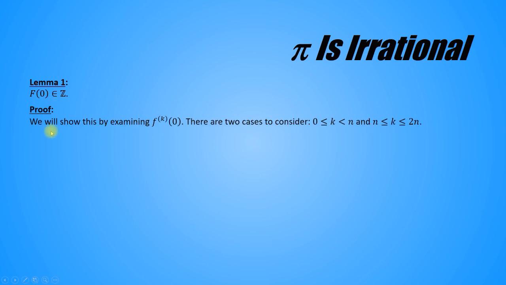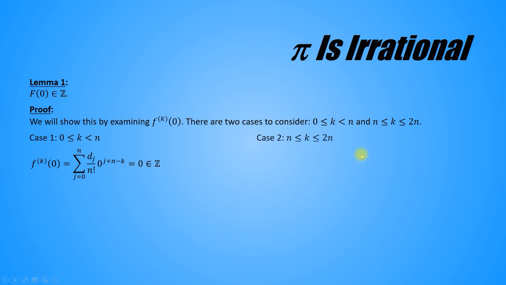Proof. We're going to show this by looking at the kth derivative of f at 0. And again, there are two cases to consider. So case 1, k is between 0 and n. And here is our derivative that we came up with on the previous slide, and I've plugged 0 into it. There are no constant terms in this derivative. Every term has an x. So the derivative is exactly 0, which is of course an integer.